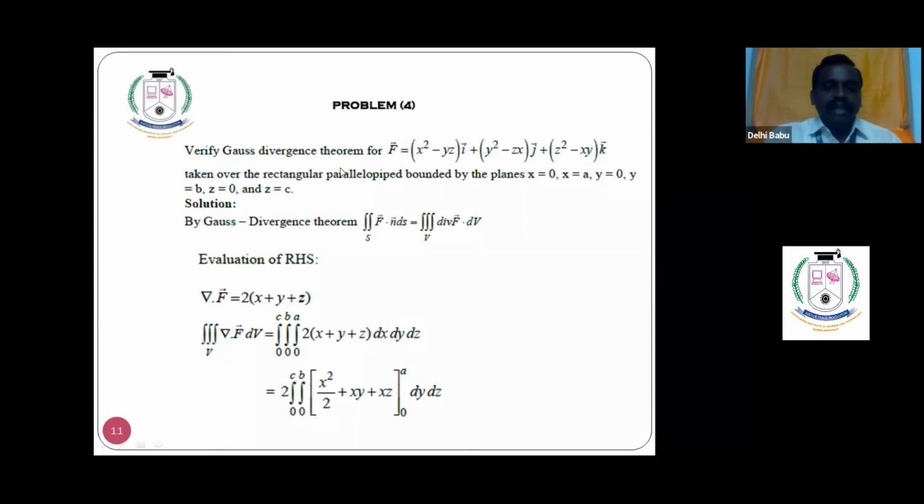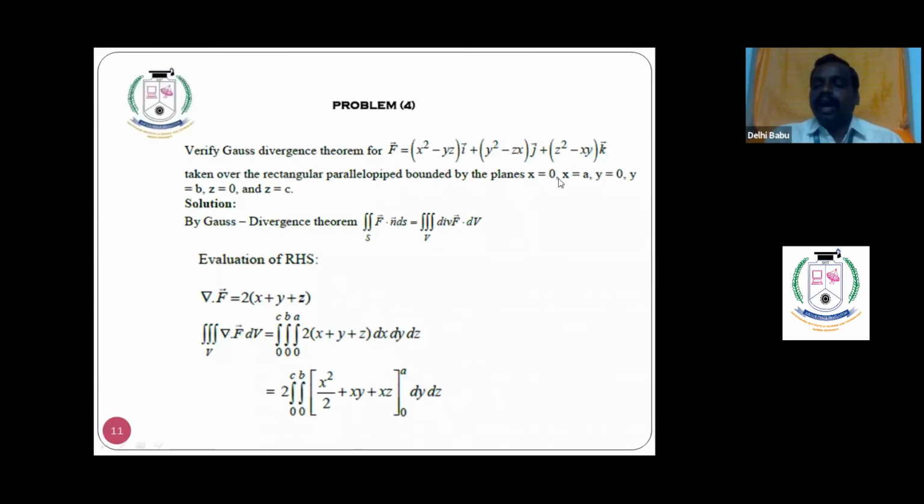Verify Gauss divergence theorem for F vector equal to (x² − yz) i vector plus (y² − zx) j vector plus (z² − xy) k vector. It's a three-dimensional problem taken over the rectangular parallelepiped bounded by the planes x = 0 to a, y = 0 to b and z = 0 to c.